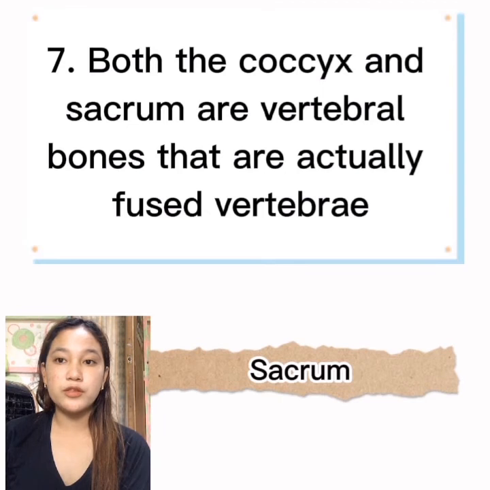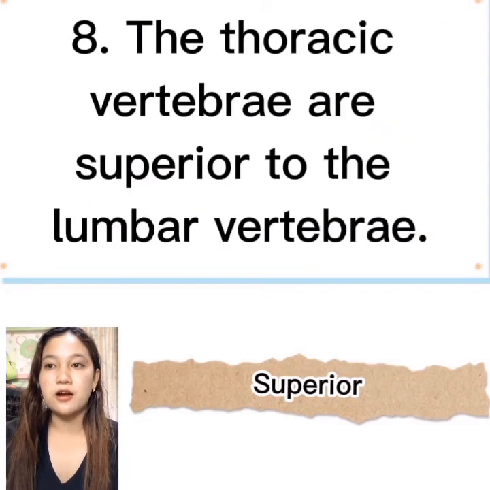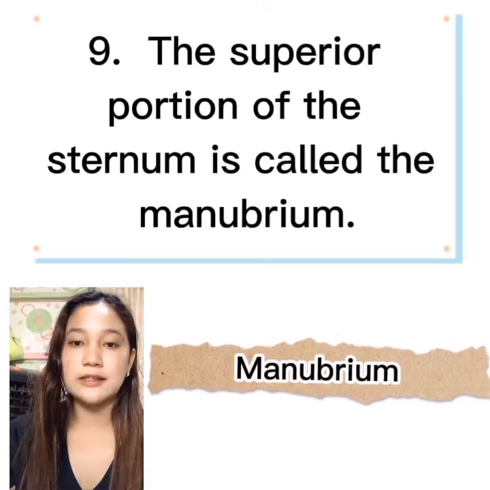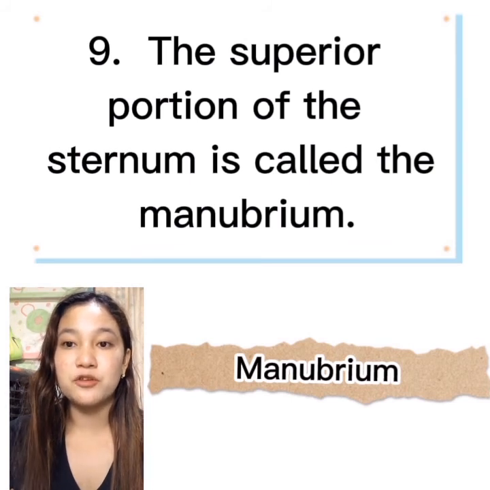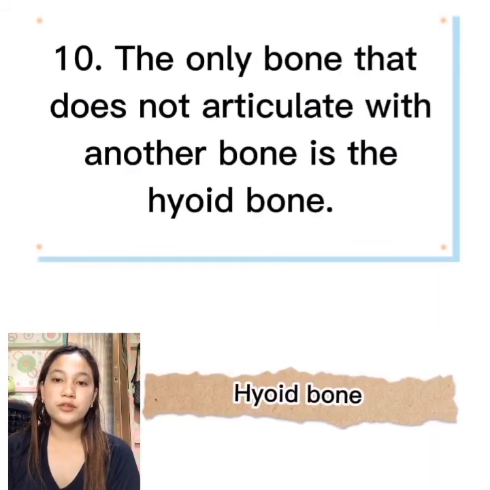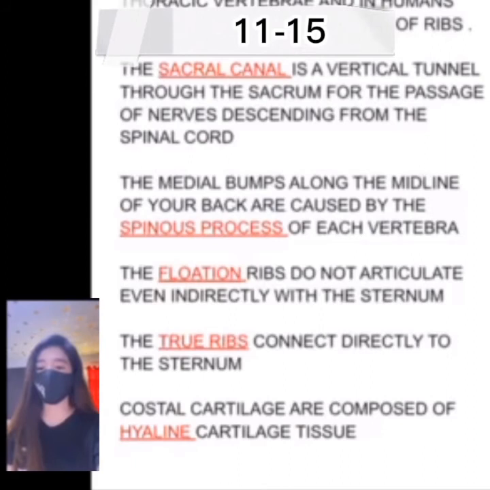Number 7. Both the coccyx and sacrum are vertebral bones that are actually fused vertebrae. Number 8. The thoracic vertebrae are superior to the lumbar vertebrae. Number 9. The superior portion of the sternum is called the manubrium. Number 10. The only bone that does not articulate with another bone is the hyoid bone. The sacral canal is a vertebral tunnel through the sacrum for the passage of nerves descending from the spinal cord. The medial bumps along the midline of your back are caused by the spinous process of each vertebra.